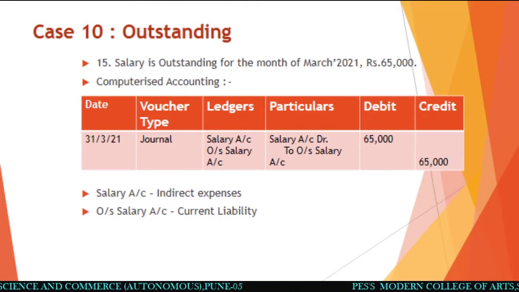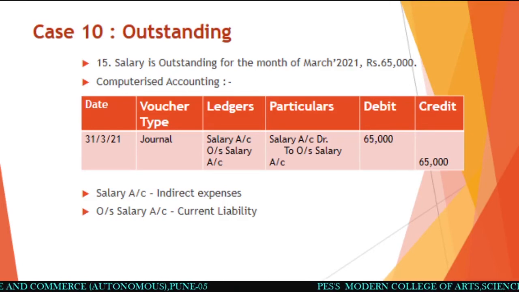So what will be the entry? Salary account debited to outstanding salary account, and outstanding salary is a current liability. Salary is an indirect expense. So firstly, we will prepare the ledgers. Salary account under indirect expenses, outstanding salary under current liability, and the amount is rupees 65,000. Okay, and the date is March. The March salary you haven't paid, that's why it's outstanding.